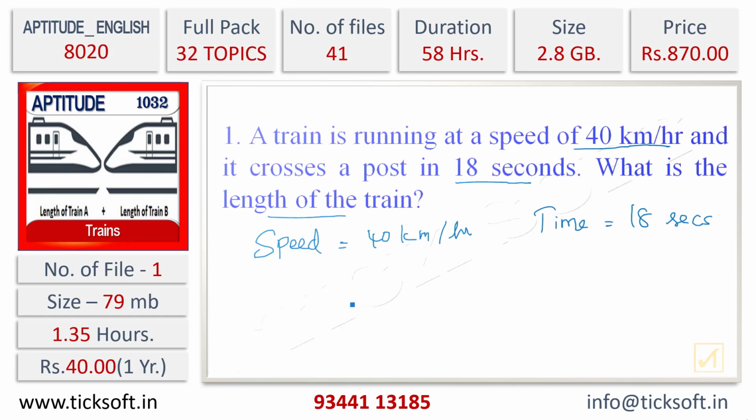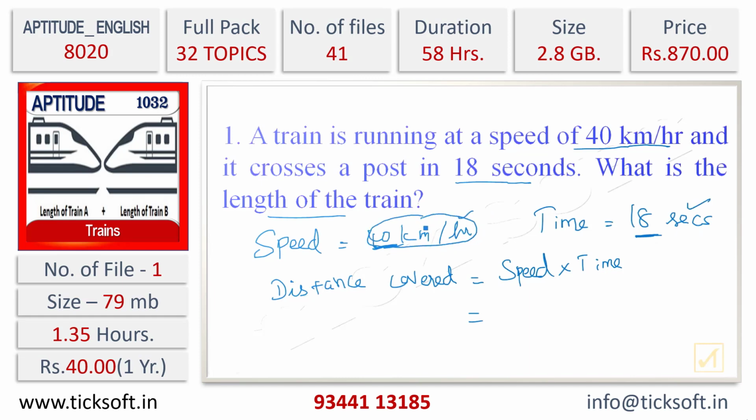So first, by using the speed and this time, we are going to find out the distance covered by the train. So here the distance covered will be equal to what? The distance covered will be equal to the speed into time. So here the speed is 40 km per hour, but here the time is in 18 seconds. Since this is in hours and this is in seconds, we are going to convert this kilometer per hour into meter per second. So for that what we have to do? We have to multiply this by 5 by 18.